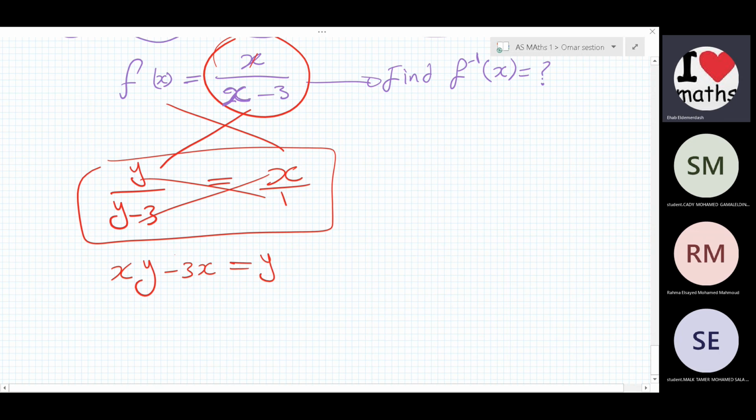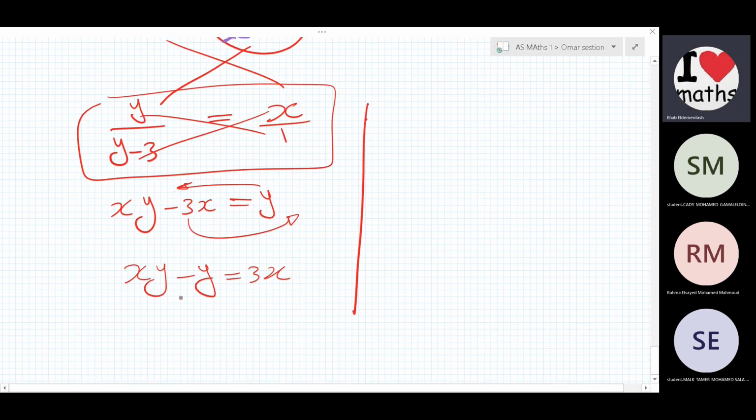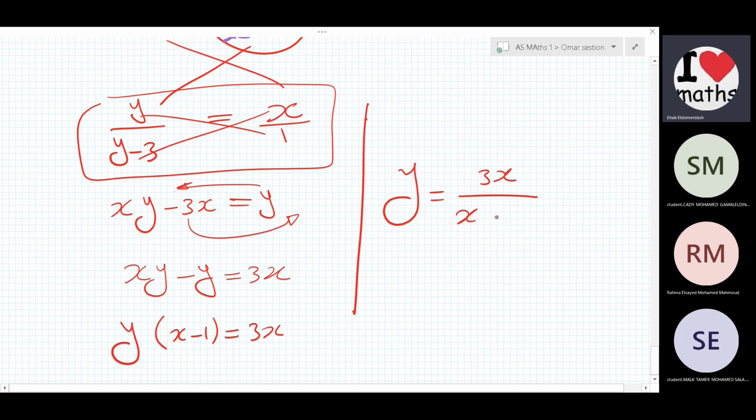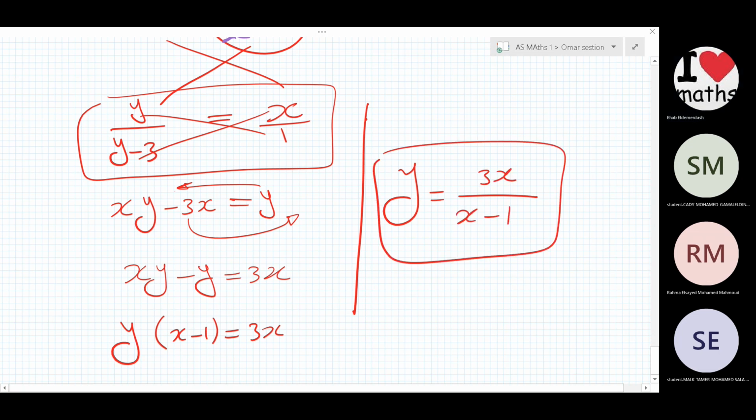Now I need to make y the subject. I need to collect everything related to the y. I'll send the y to the left. I'll send the 3x to the right. So xy minus y will be 3x. This is my story. And after that, I will take y as a common factor. So it is y times x minus 1 is equal to 3x. So I can say y is equal to 3x over x minus 1. Are we clear on that? Is what we are doing understandable or is it difficult? Huh? Is it clear?